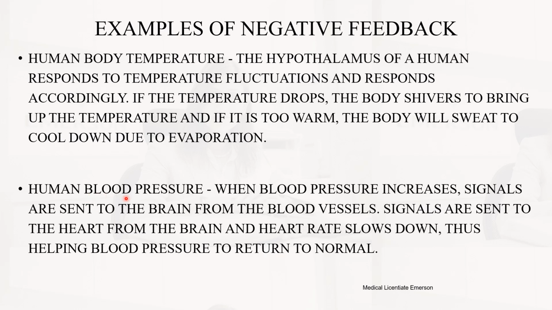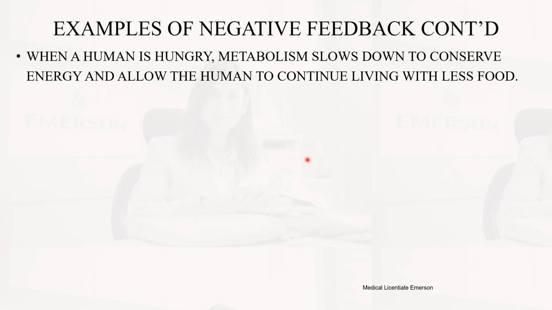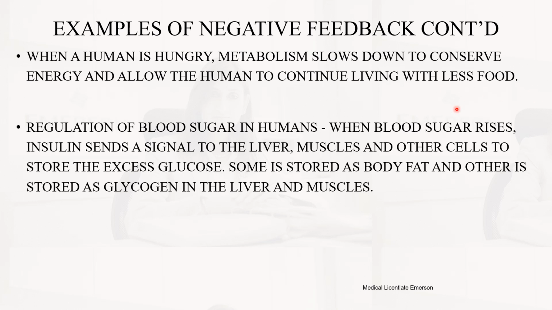So another example would be human blood pressure. When the blood pressure increases, signals are sent to the brain from the blood vessels, and signals are sent to the heart from the brain, and the heart rate slows down, thus helping blood pressure to return to normal. That's one of the mechanisms. Okay, so another example of a negative feedback is when a human is hungry and metabolism slows down to conserve energy and allow the human to continue living with less food.